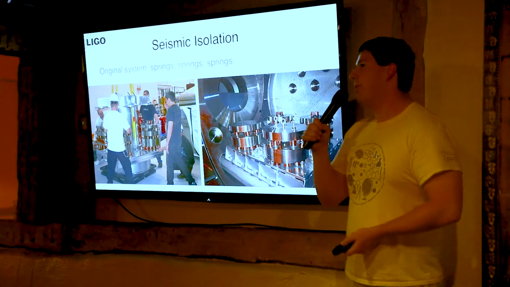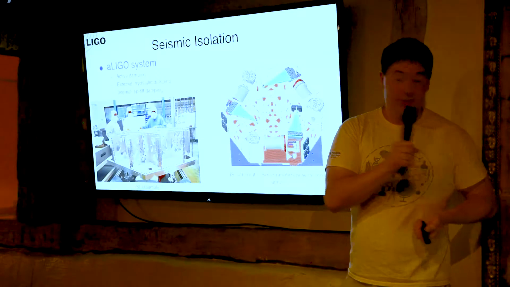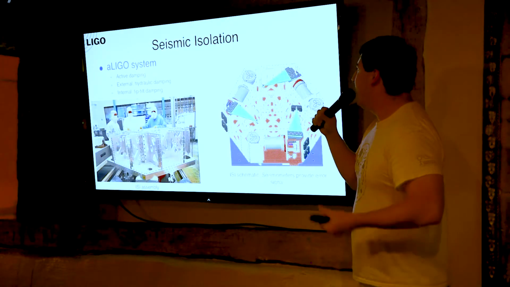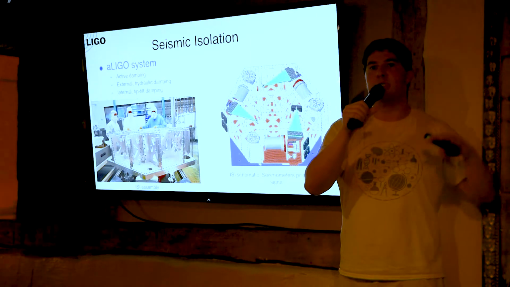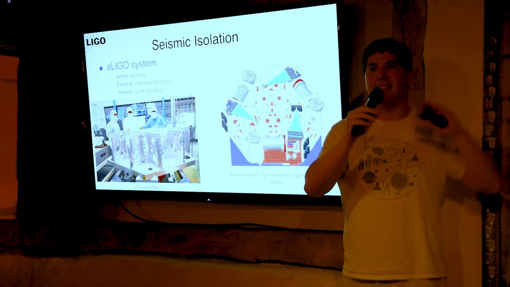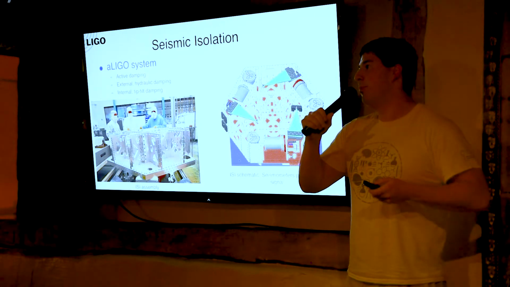But it's not good enough. To get to the sensitivity that you really need to find gravitational waves, you need to have active isolation. So this will actually move the table to correct for any kind of ground motion that's coming in. So instead of passively just using springs to damp out the motion, you move the table itself.